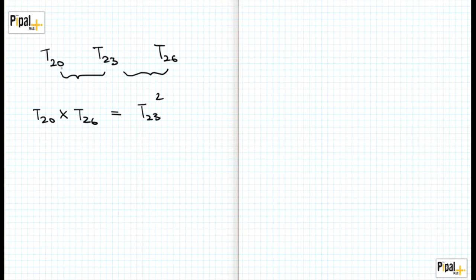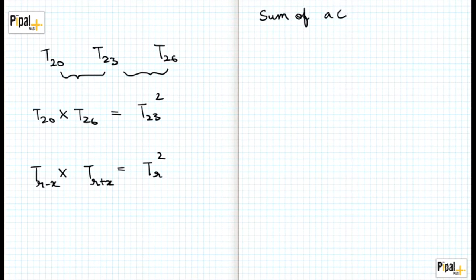So this logic can be extended to all. If I must generalize, then I can say that T_r square equals the product of two terms, right? They can be generalized as the (r minus x)th term and the (r plus x)th term, right? So this is how we can find out the missing terms if the question has been so asked. Now moving on.